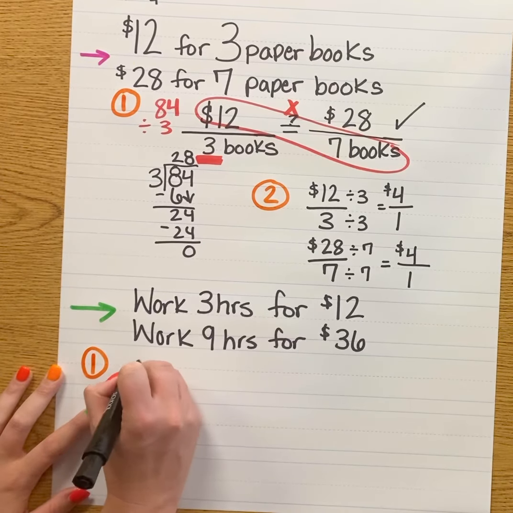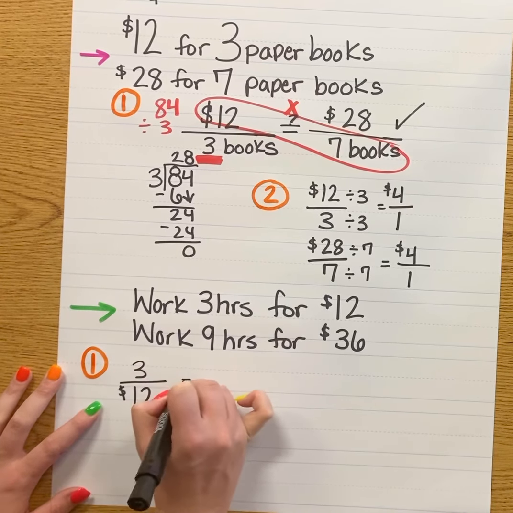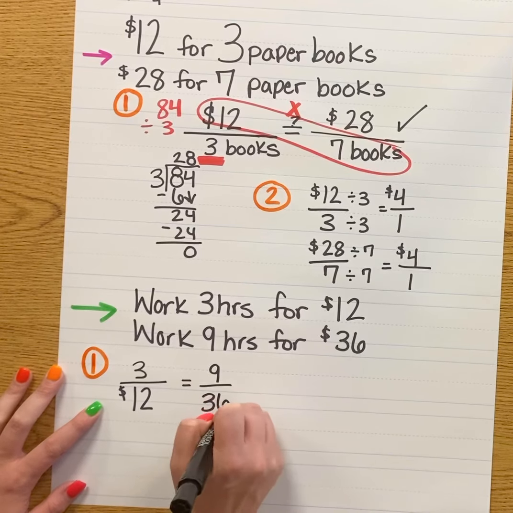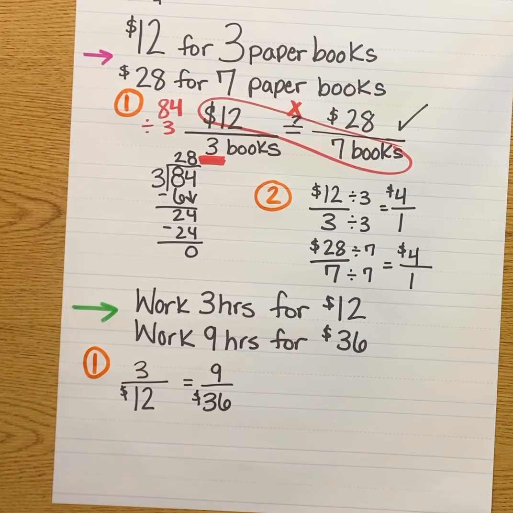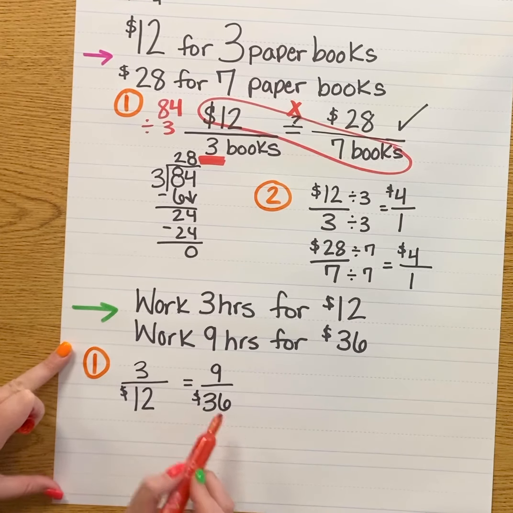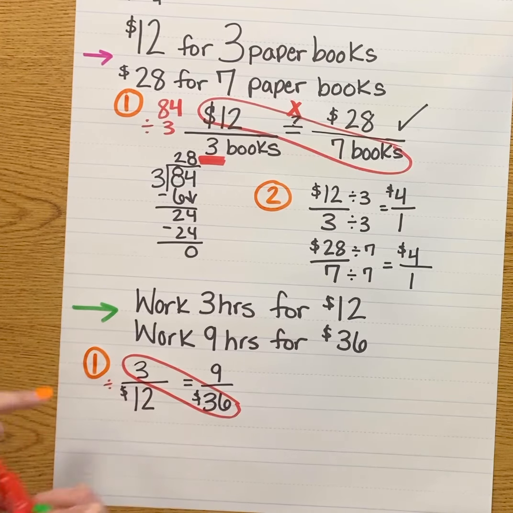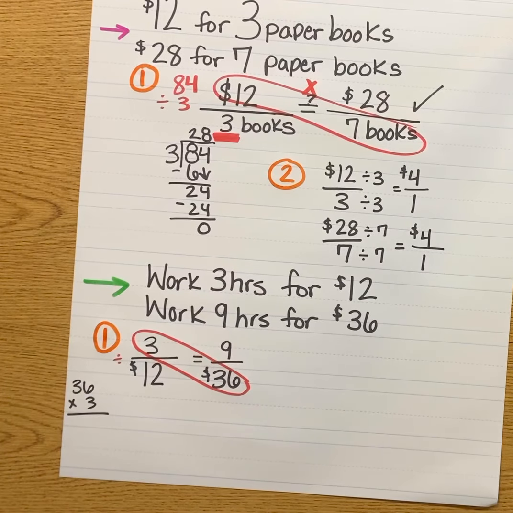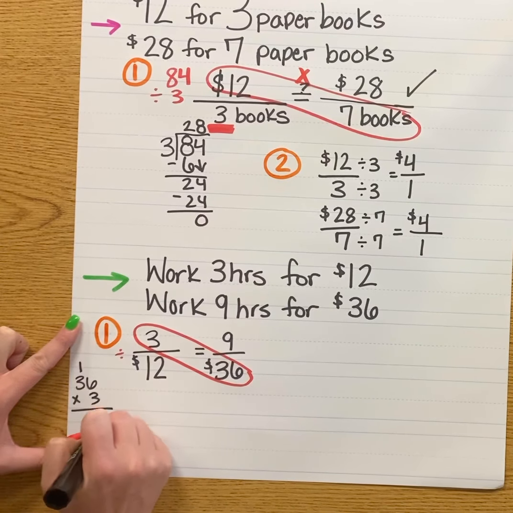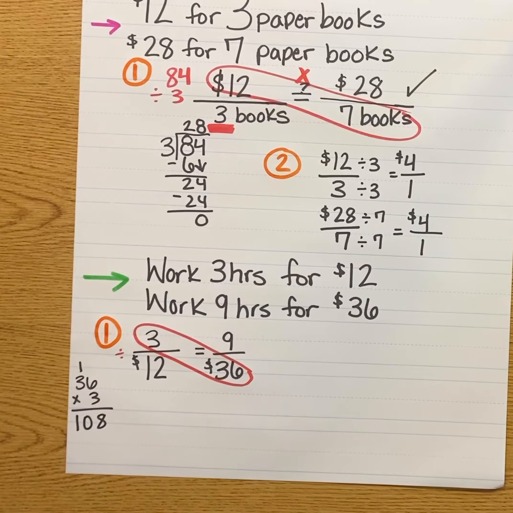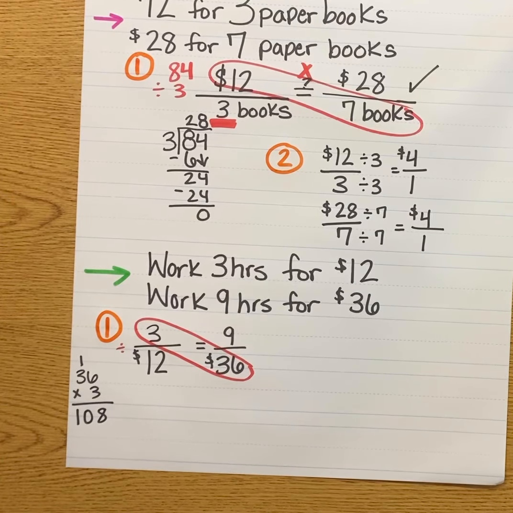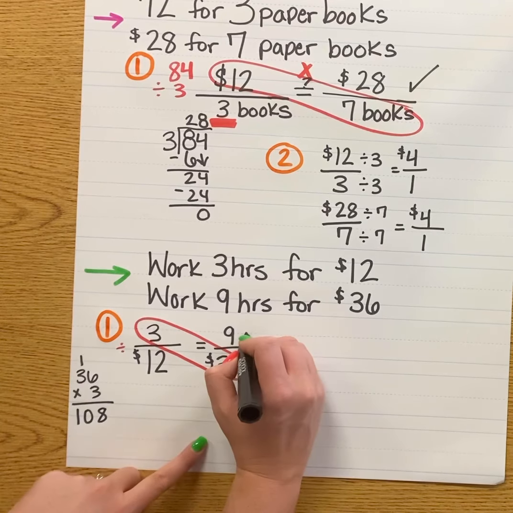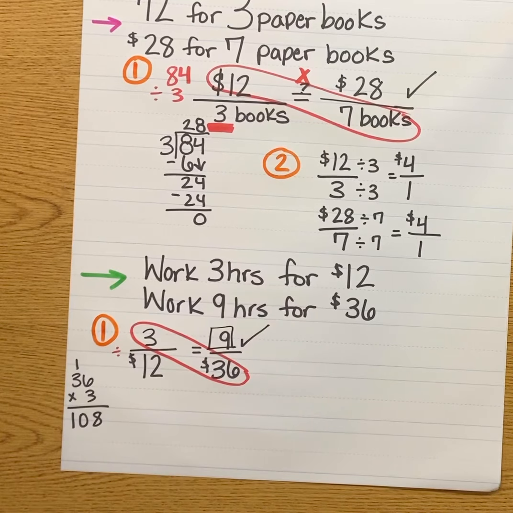So 3 over 12 equals 9 over 36. Okay? So again, I am going to multiply 36 times 3 and then divide by 12. So 36 times 3, make sure it's on the camera. Okay. 6 times 3 is 18. 3 times 3 is 9. Plus 1 is 10. So 108. And I have to divide 108 divided by 12. And I know 108 divided by 12 is 9. Okay? So that means that they are equivalent because there is the 9 here. That's what I needed. If there was any other number here, they would not have been equivalent.